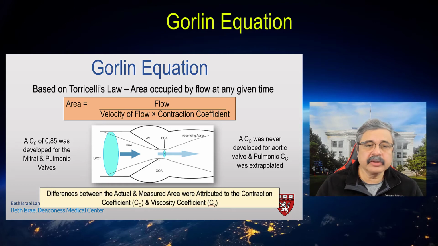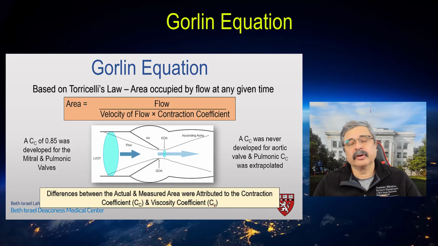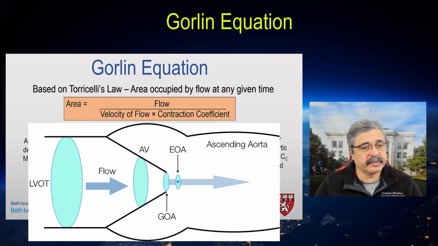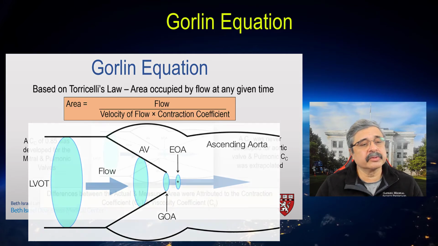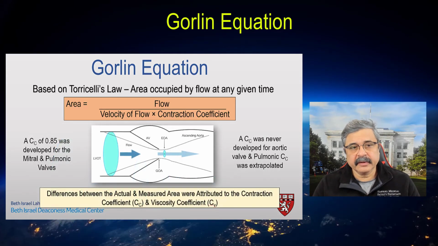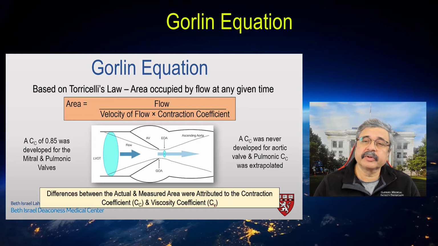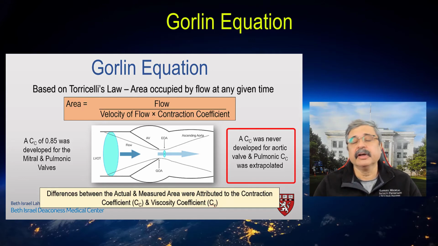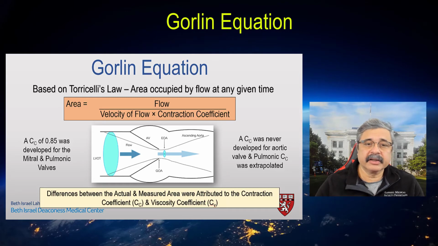Therefore, the contraction coefficient was incorporated in the equation to account for the flow contraction and equate the effective orifice area that was measured to the geometric orifice area that was the actual area of the valve. Now, an important thing is that the 0.85 contraction coefficient was originally developed for the mitral valve, and was also developed for the pulmonic valve. However, a contraction coefficient for the aortic valve was never developed, and the one that was developed for the pulmonic valve was extrapolated and adopted for the aortic valve area calculation as well.